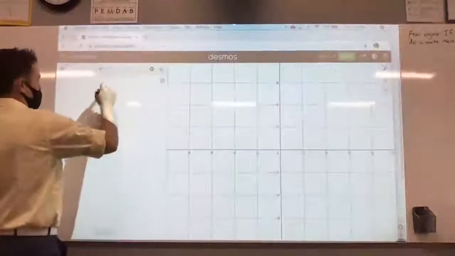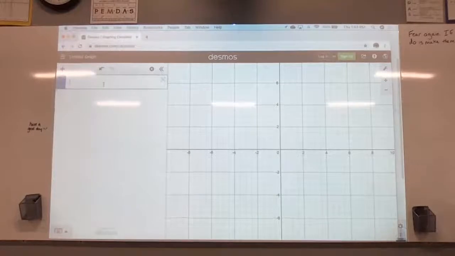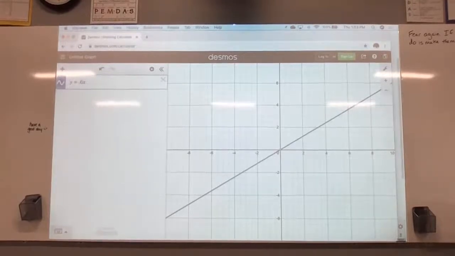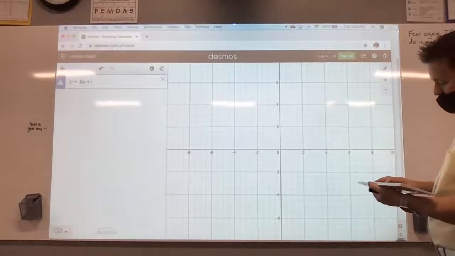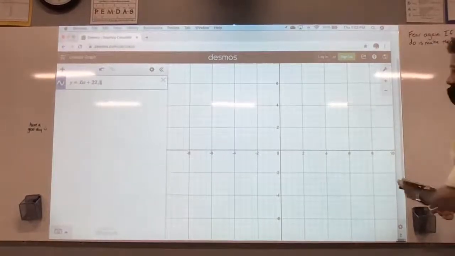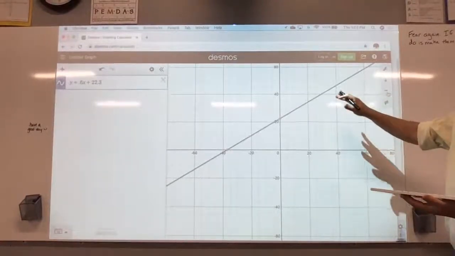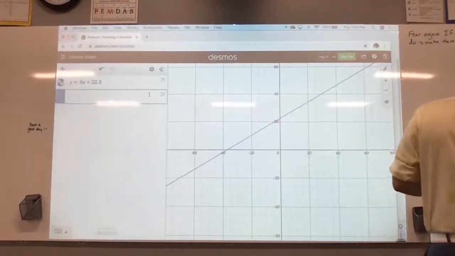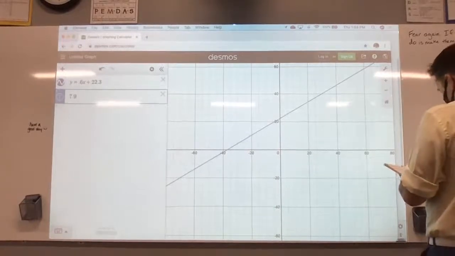If I were to delete all these and put in my formula, on that last formula it said y equals 0.6x plus 22.3. If I zoom out on this, here's my graph. This is my prediction line. But in reality, this was my actual point. If you look on there, it says my observed time was 7.9. So I put in 7.9, comma.